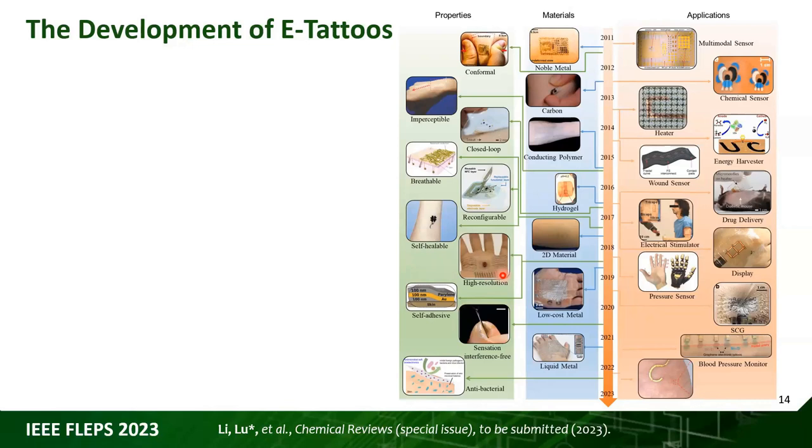Self-adhesive materials. Usually the substrate could be engineered to have adhesion, but for example, gold or silver nanowire usually don't have good adhesion with the skin. Hopefully those electrodes can also be adhesive to the skin one day, and you can use things like PEDOT:PSS or other materials. And sensation-interference-free electronic tattoos, antibacterial tattoos, and it can go on. In terms of materials, that's what we're going to go through one by one.